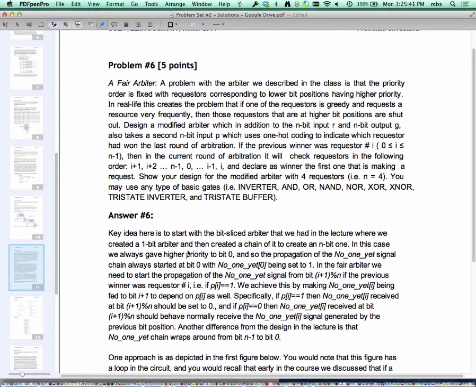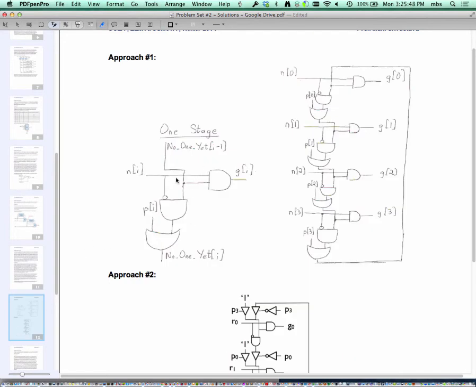And in our original design, the basic structure was that we had this 1-bit entity where I was taking the request, I was generating the grant, I was getting a no one yet from a previous stage, and I was generating a no one yet for the next stage. And I always had no one yet for the 0th stage tied to 1, and then I started from that. But now I need to be willing to start this chain of no one yet from any arbitrary bit position, depending upon what P is.